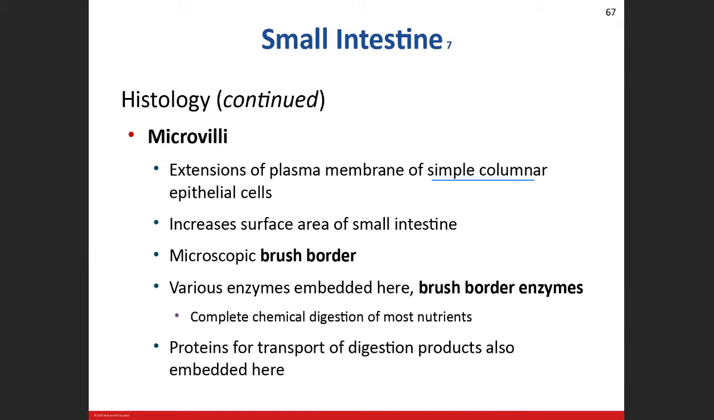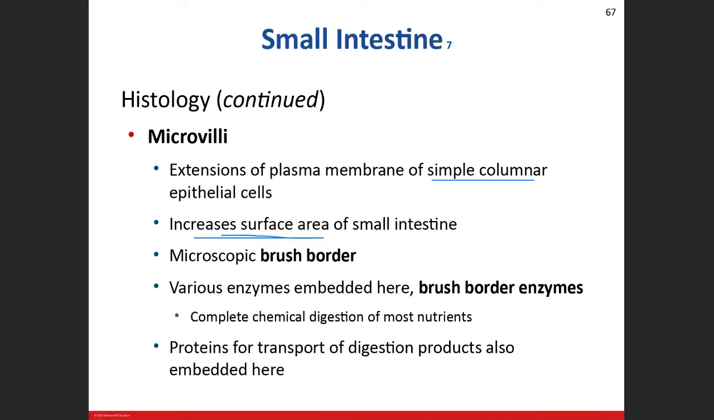On top of those simple columnar cells, we have the microvilli, which are basically small extensions, and it's how the tissue has found a way on a cellular level to increase that surface area. When we're looking at it under a microscope, it's been described as a brush border, but all it is, is these small invaginations of the plasma membrane, specialized modifications that help to increase that surface area.